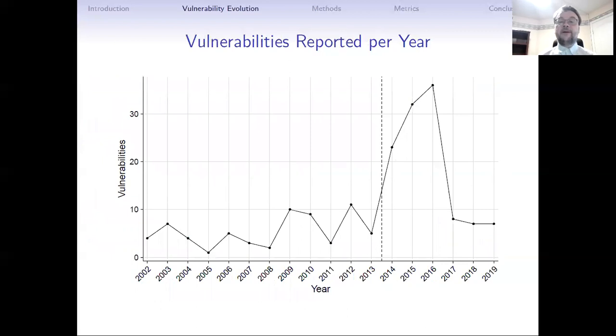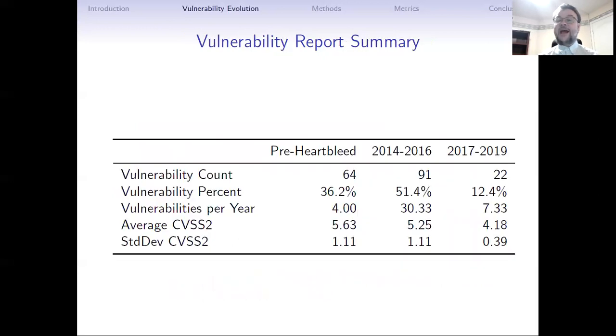So the number of vulnerabilities reported per year increased dramatically with Heartbleed, as we can see from the huge spike in the graph starting in 2014 and going through 2016. In fact, over half of all vulnerabilities in the project's 21-year history were reported in just those 3 years.